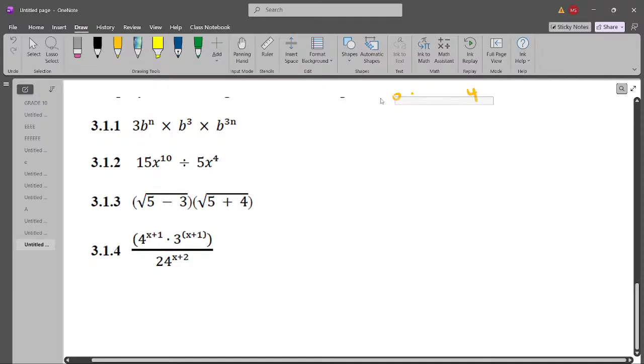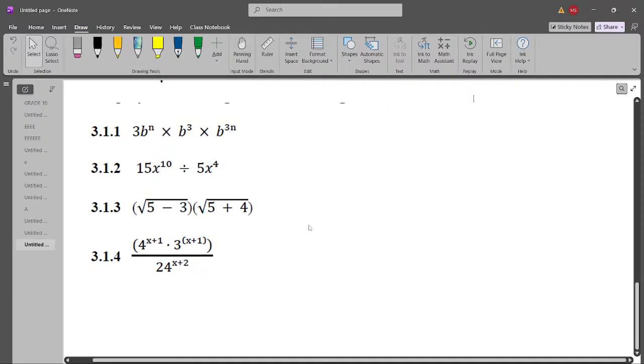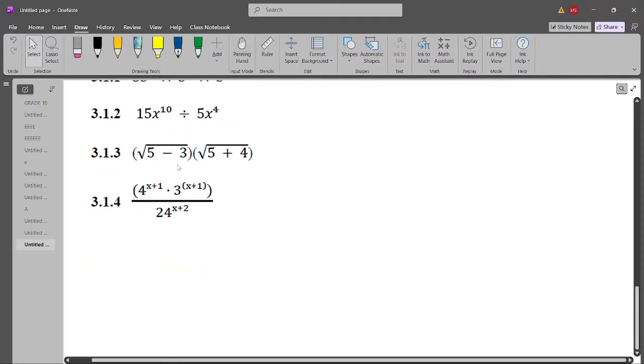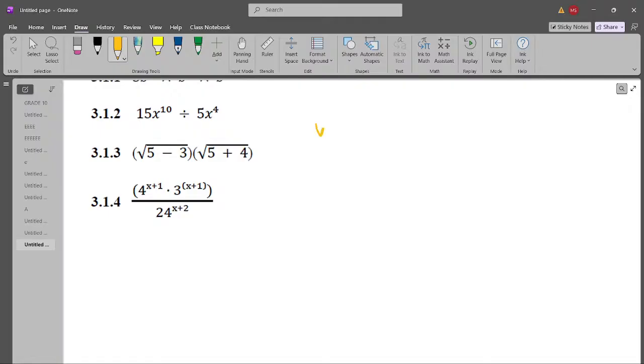Right, let's move on again to, I don't think this question came out right. I think this question for 3.1.3 was supposed to be like this. It was supposed to be root 5 minus root 3.